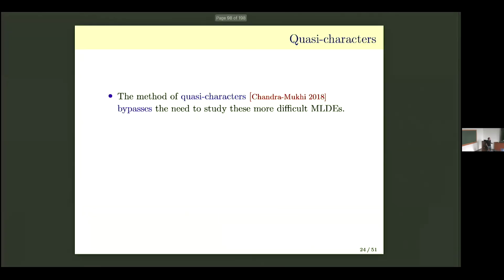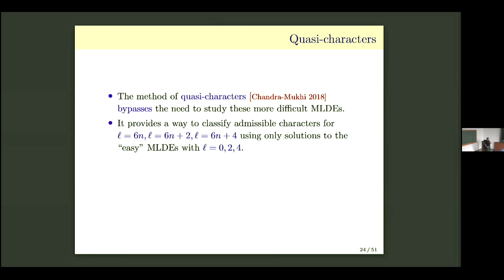And now I'll finally come to the topic of my talk. This was discovered by Ramesh and myself as part of his master's thesis in 2018. This is the method of quasi-characters, and it bypasses the need to study these more difficult MLDEs. What it does is that it gives us a way to classify admissible characters for these values of L, 6n, 6n plus 2, and 6n plus 4, using only solutions to the MLDEs with L equals 0, 2, and 4. So 6n comes from 0, 6n plus 2 comes from 2, 6n plus 4 comes from 4, and these I've already called the easy MLDEs.